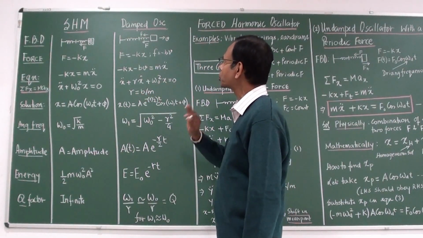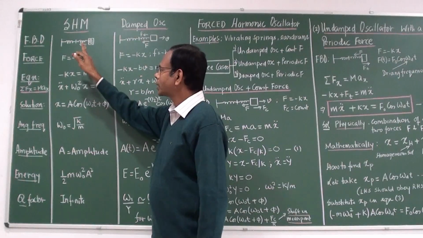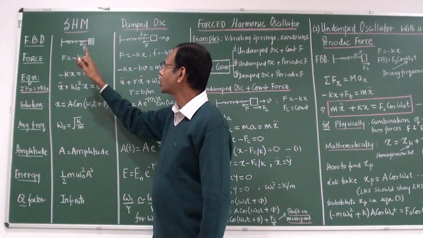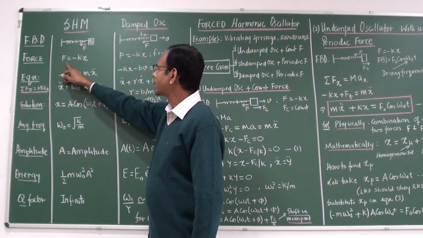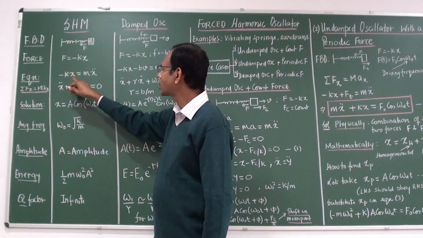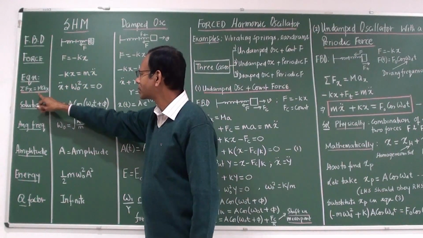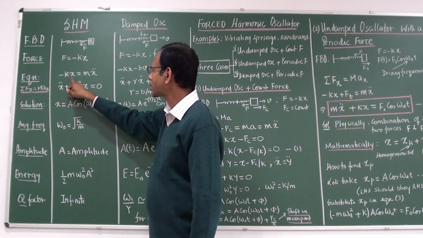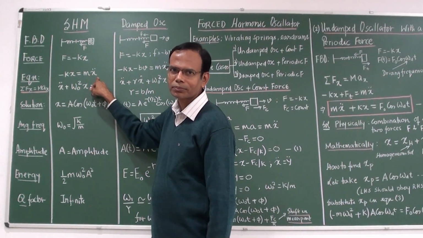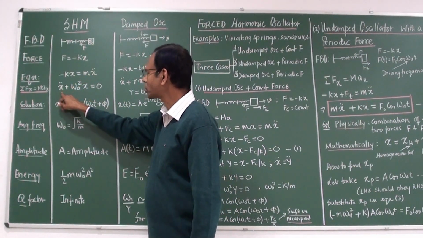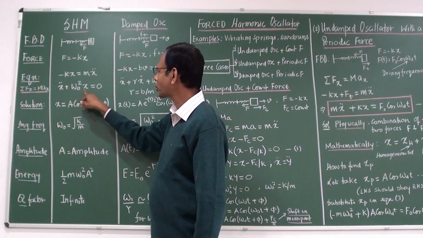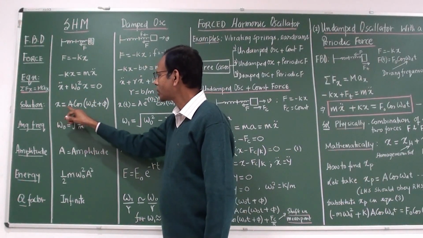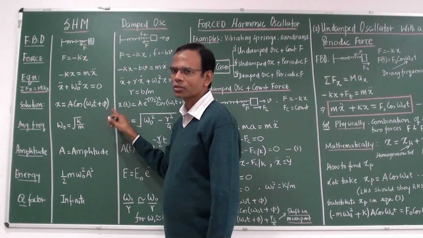So in the simple harmonic motion, first of all we have to see what forces are acting. There is a restoring force F, F is equal to minus kx. Now we write the equation of motion, sigma Fx is equal to max. So sigma Fx is minus kx equals m x double dot. That gives rise to the equation of motion x double dot plus omega 0 square x is equal to 0. The solution of this equation is x is equal to A cos(omega 0 t plus phi).